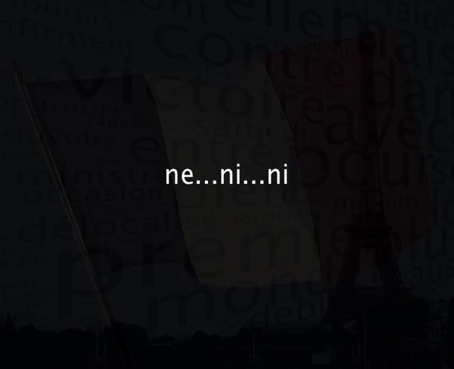Now that we know how to insert an adverb in the compound past and construct a sentence with the negative word pair ne, ni, ni, let me list out a few irregular past participles before we proceed to the next section and revise the lesson.